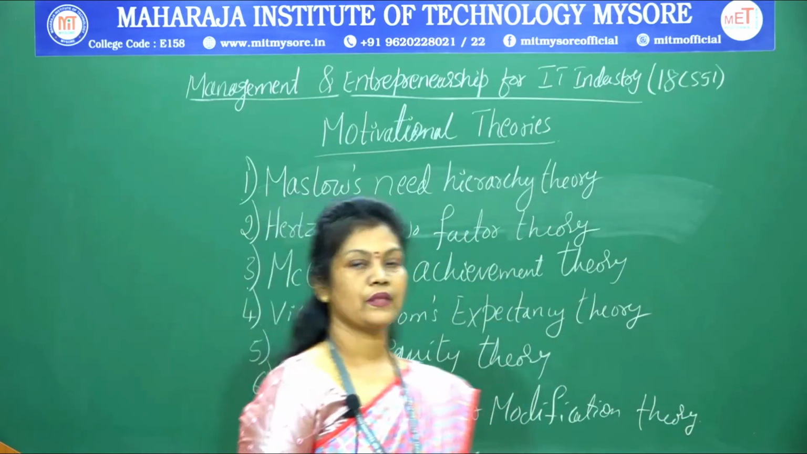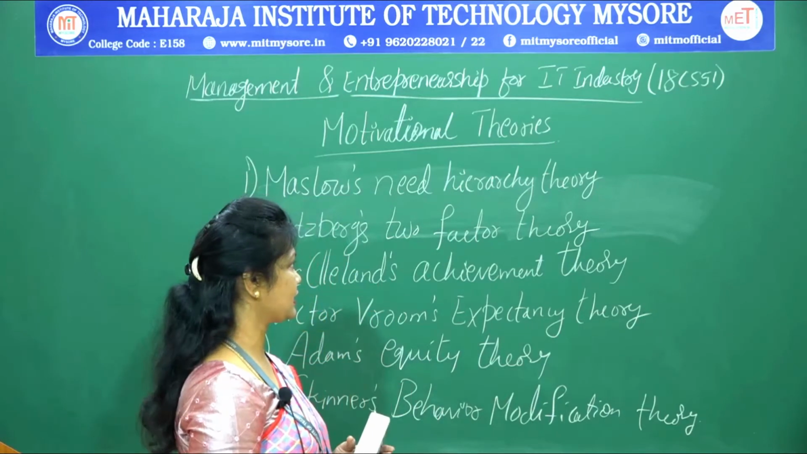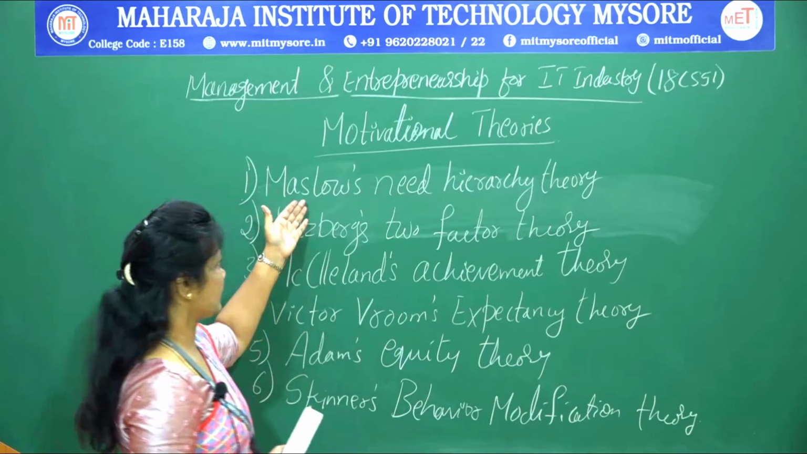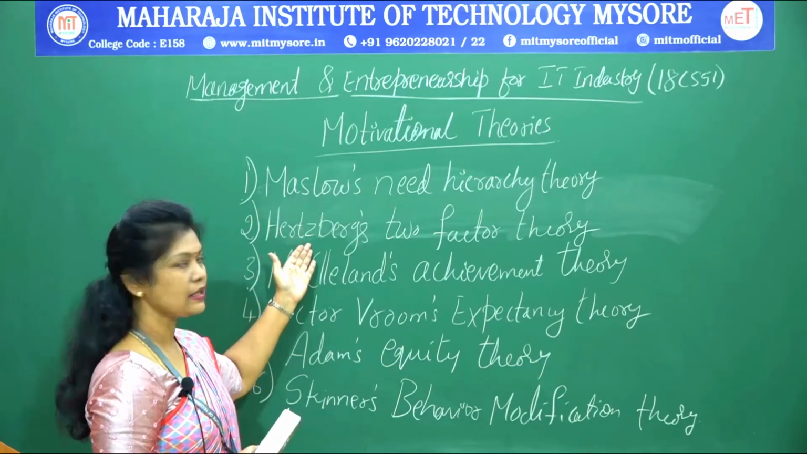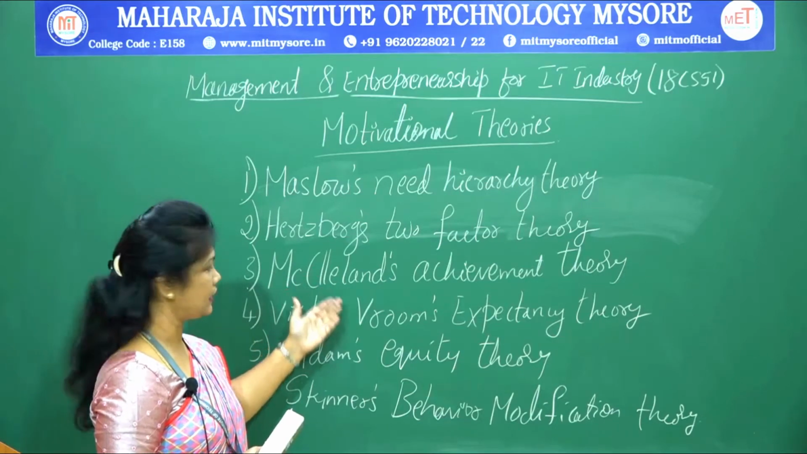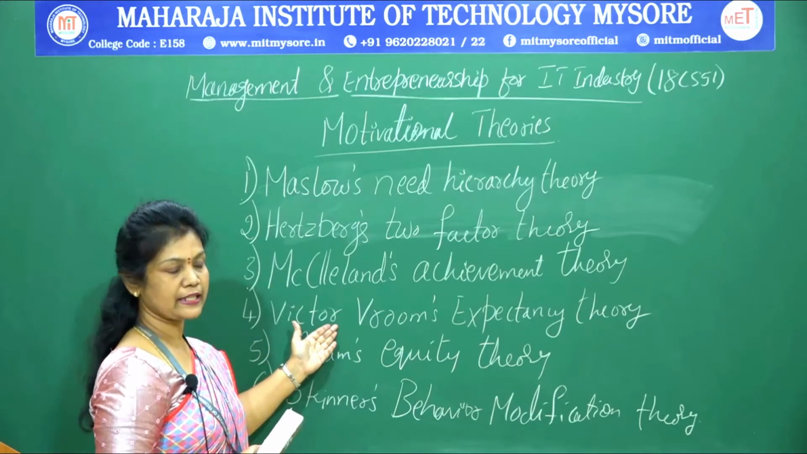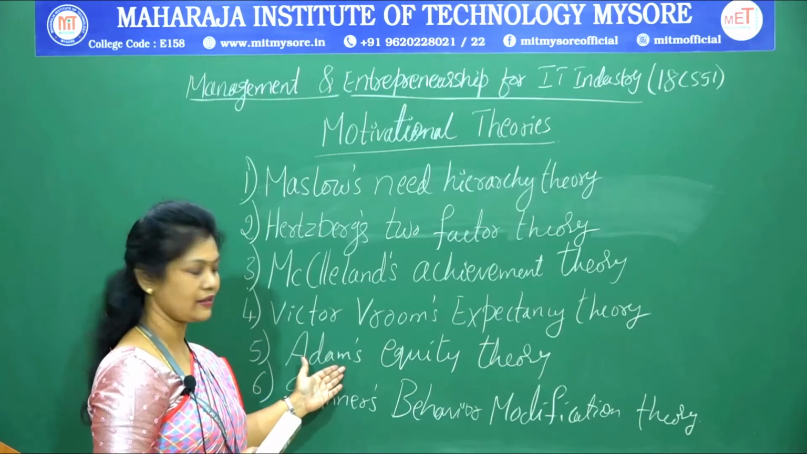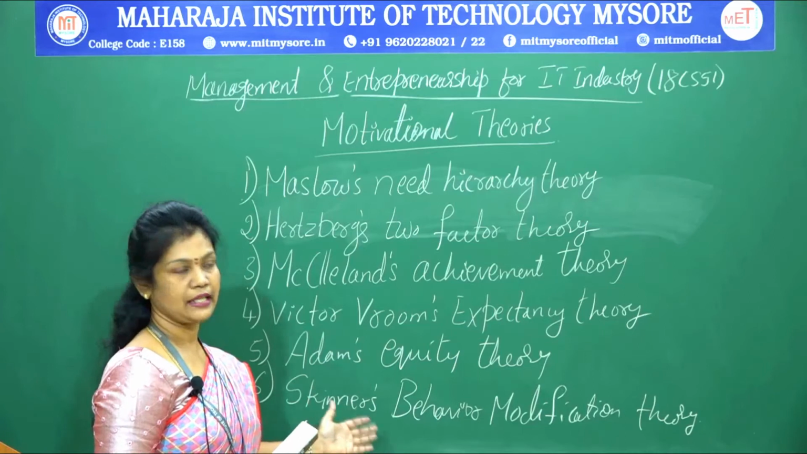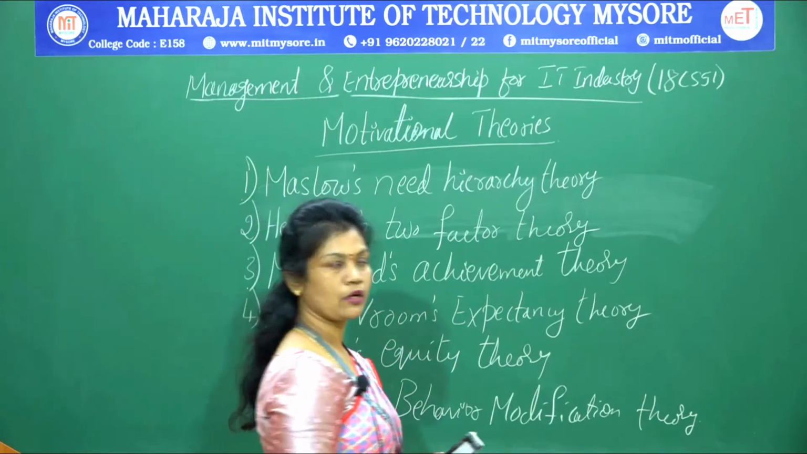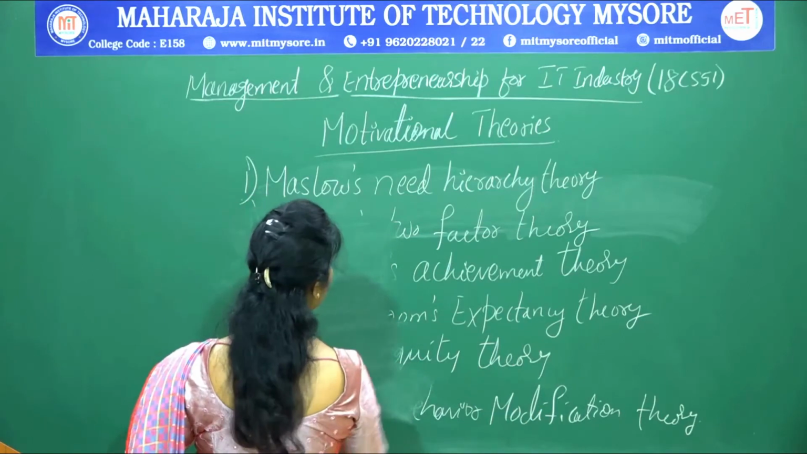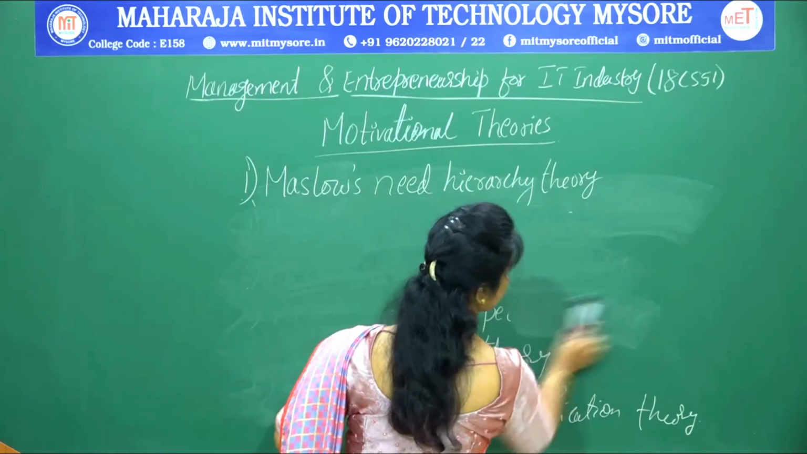So these are the 6 different motivational theories the psychologists have come up with. They are nothing but Maslow's need hierarchy theory, Herzberg's 2-factor theory, McClelland's achievement theory, Victor Vroom's expectancy theory, Adams' equity theory and Skinner's behavior modification theory. So let us have a look into each one of them in detail. So I will be starting with Maslow's need hierarchy theory.